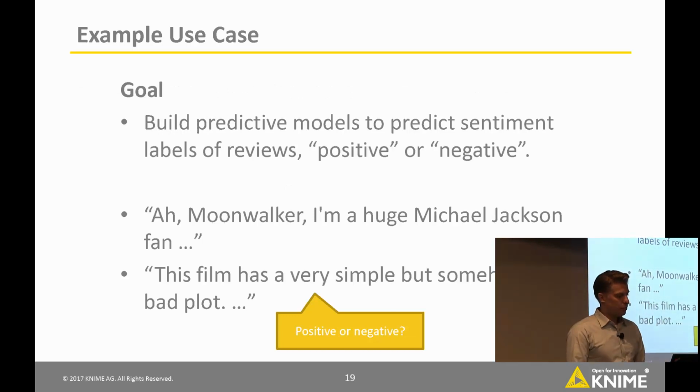The end goal is to build a predictive model that predicts the sentiment labels such as positive and negative. Here you can see two examples. The first one is positive, it's clearly a huge Michael Jackson fan, and the second one is negative.